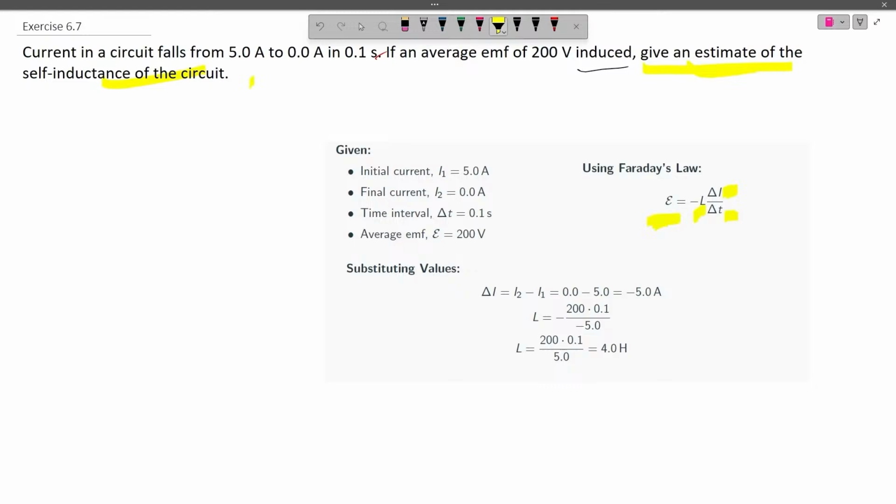So we have been given the data of initial current, that is 5 ampere, and final current, that is 0 ampere, since the current dropped from 5 ampere to 0 ampere in 0.1 second. So delta T, the duration of time, would be equal to 0.1 second. Now average EMF is given, that is 200 volts. After substituting these values in this formula, we will get a value of L equal to 4 Henry. Thank you.